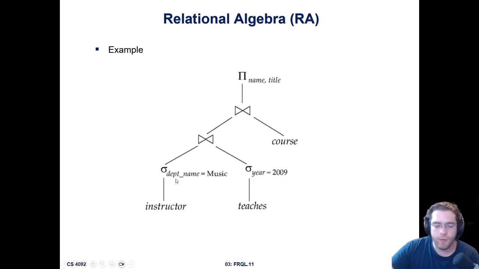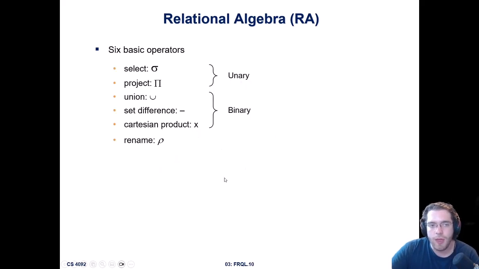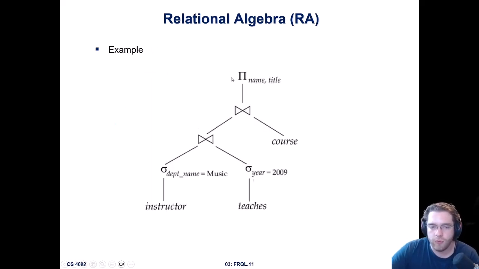But essentially, if we take a look back at our operations, what we're saying here is from our relation instructor, select the department name, which is the attribute, and see if it's equal to music. And you'll notice here that our select operation, which was unary, is only operating with one relation.